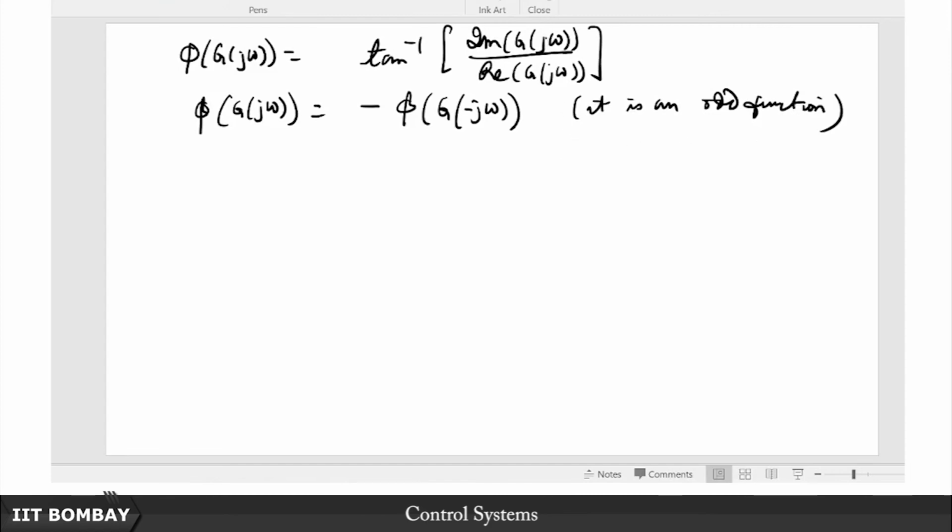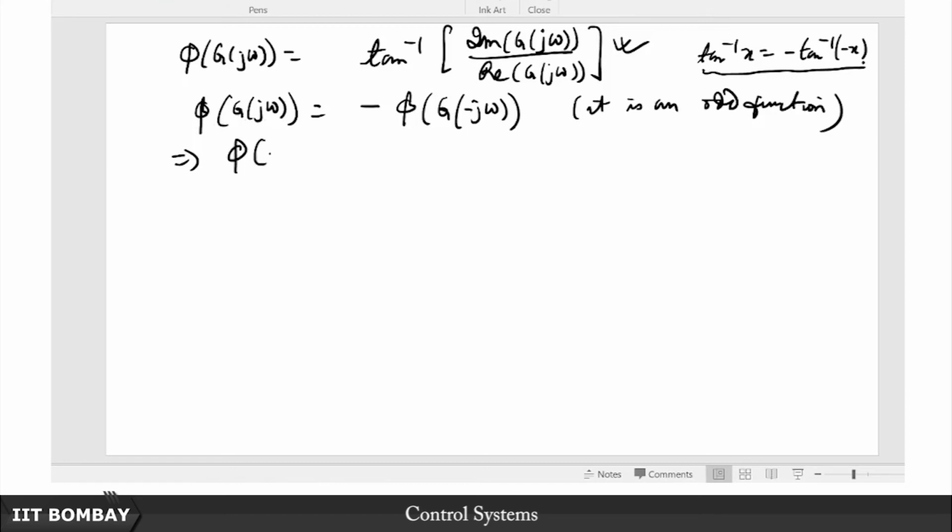Is it very obvious to see? Well, of course, just turn your attention to this expression here. If you just replace j omega with minus j omega, you see that the real part doesn't change, but the sign of the imaginary part changes. So of course, the tan inverse of x and the tan inverse of minus x: you know that tan inverse x is equal to minus of tan inverse minus x, and for the same reason we can conclude this. In fact, later on we shall omit this g; it is understood that this is the phi of g.